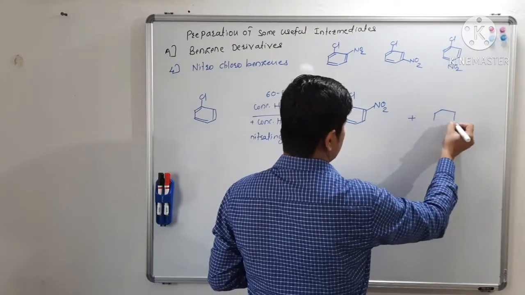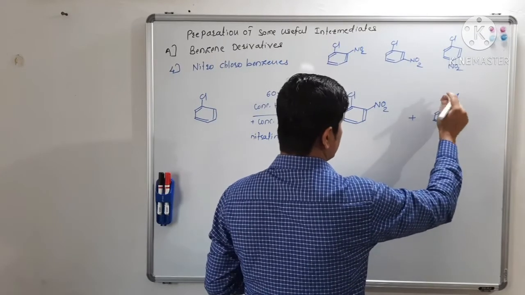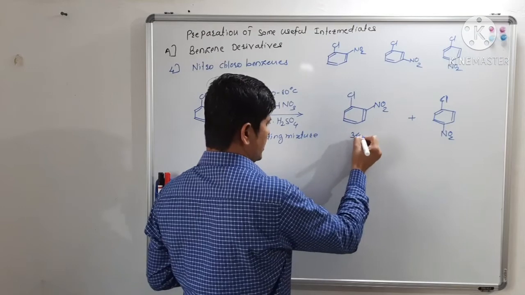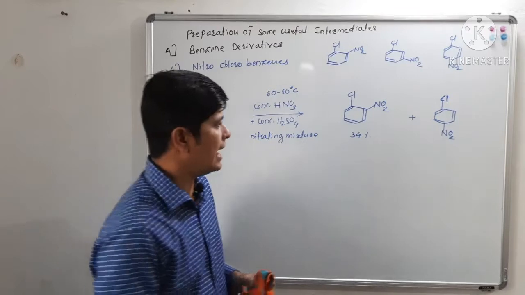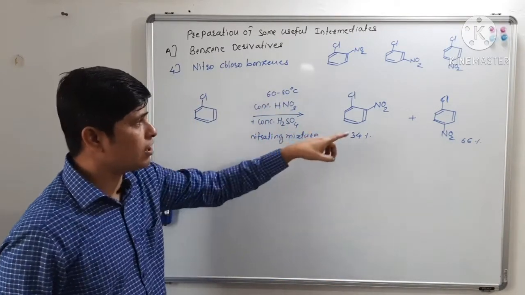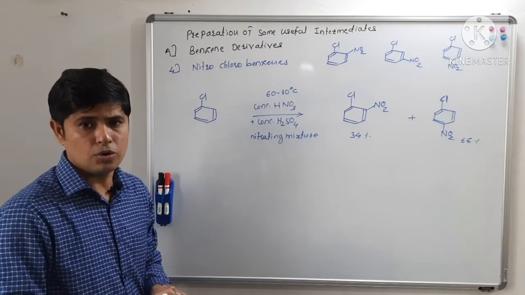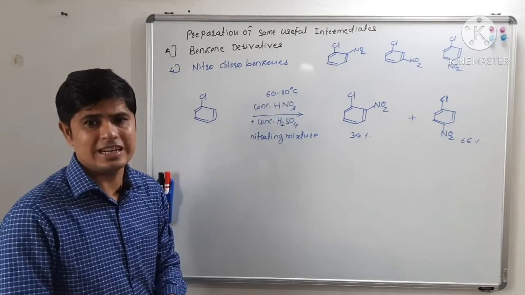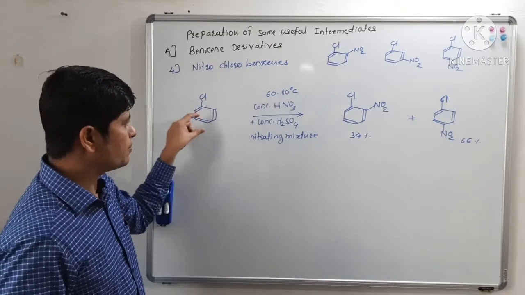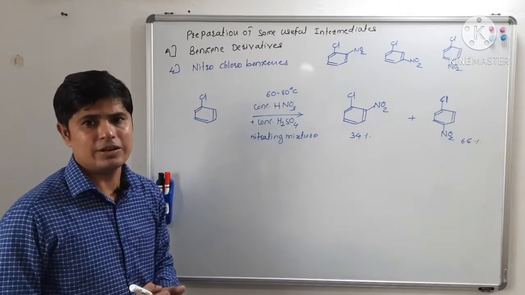Orthonitrochlorobenzene plus para-nitrochlorobenzene. So we will get two products here. One is orthonitrochlorobenzene and the second one is para-nitrochlorobenzene. The proportion of these two products is 34% orthonitrochlorobenzene and 66% para-nitrochlorobenzene. So by this method we cannot prepare meta-nitrochlorobenzene. This is nitration of chlorobenzene by nitrating mixture, concentrated nitric acid and sulfuric acid, which involves 1 mole of nitric acid and 2 moles of sulfuric acid.